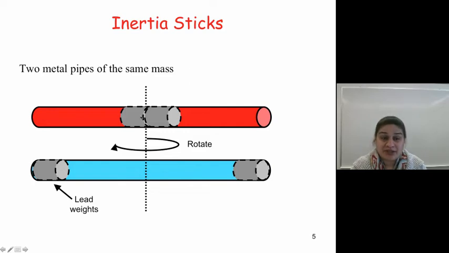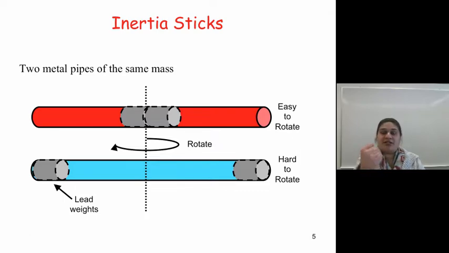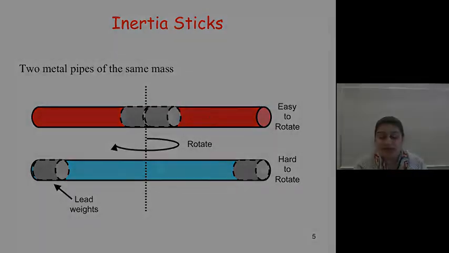So now my question to you is, which one will be easier to rotate, the red one or the blue one? Think about what we just learned. Absolutely. The red one will be easier to rotate around this hinge, because the masses are placed close to the hinge. These ones will be harder to rotate because more mass is located on the outside.